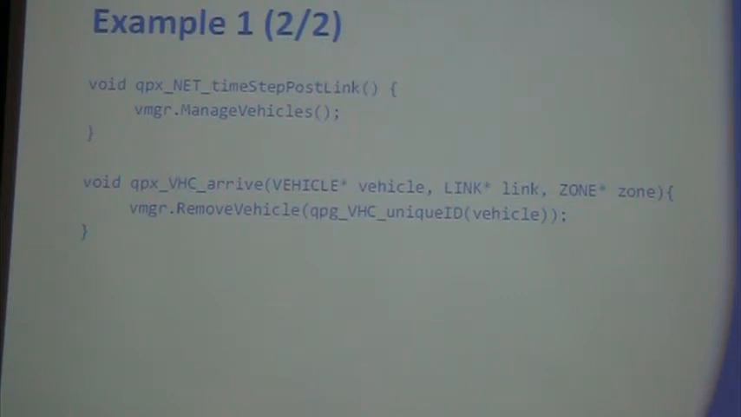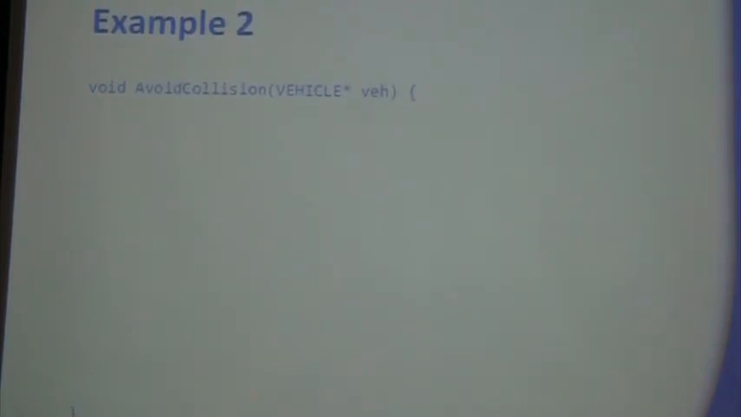So this is a part of my intelligent intersection project. So basically, vehicle manager is doing everything. I'm going to show you a bit more detail in the next example. Okay, so here is an example. I simplified everything. So this function is going to avoid collision.